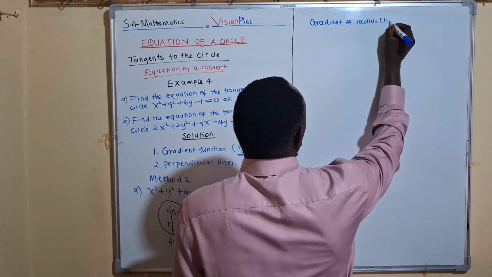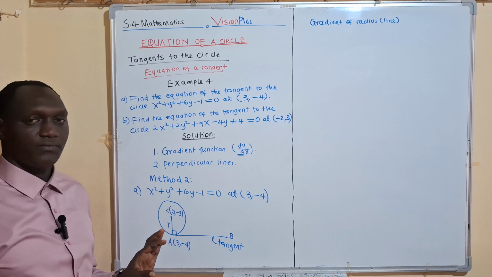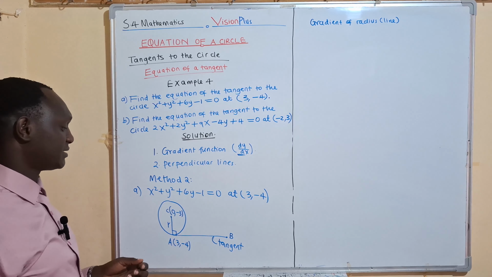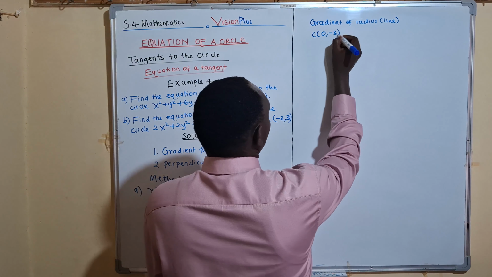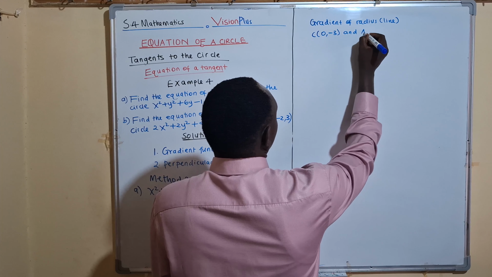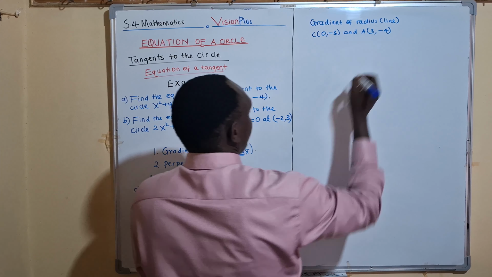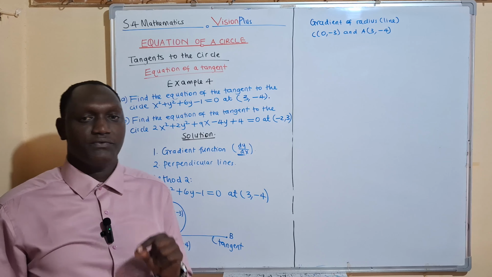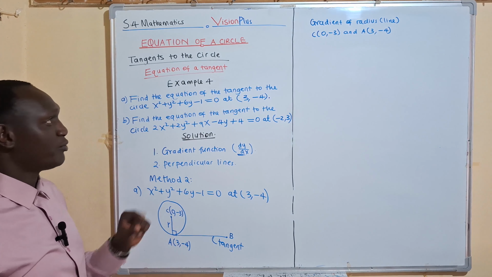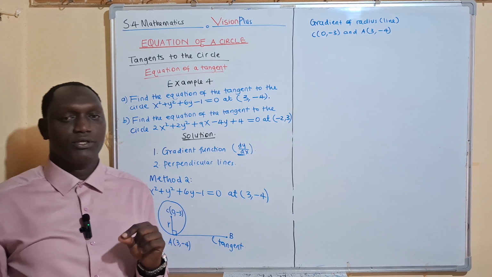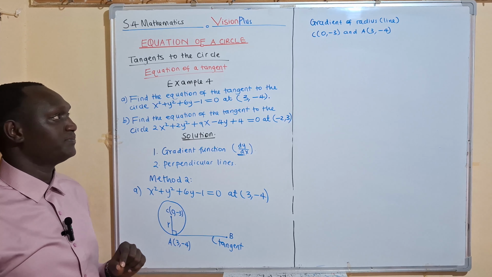which is a line. Now, we have 2 points on the radius, which are the end points of the radius. That is point C, which is the center, (0, -3), and then the point of tangency that we called A, which is (3, -4). If you have 2 points on a line, then you can define the equation of that line.